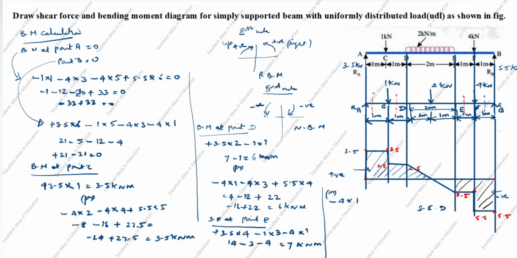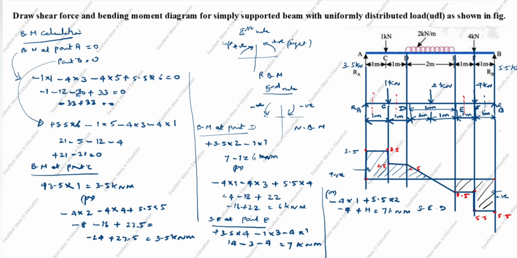Plus 5.5 into the perpendicular distance from here to here, which is 2. Minus 4 plus 5.5 into 2 is 11, equal to 7 kilonewton meter.